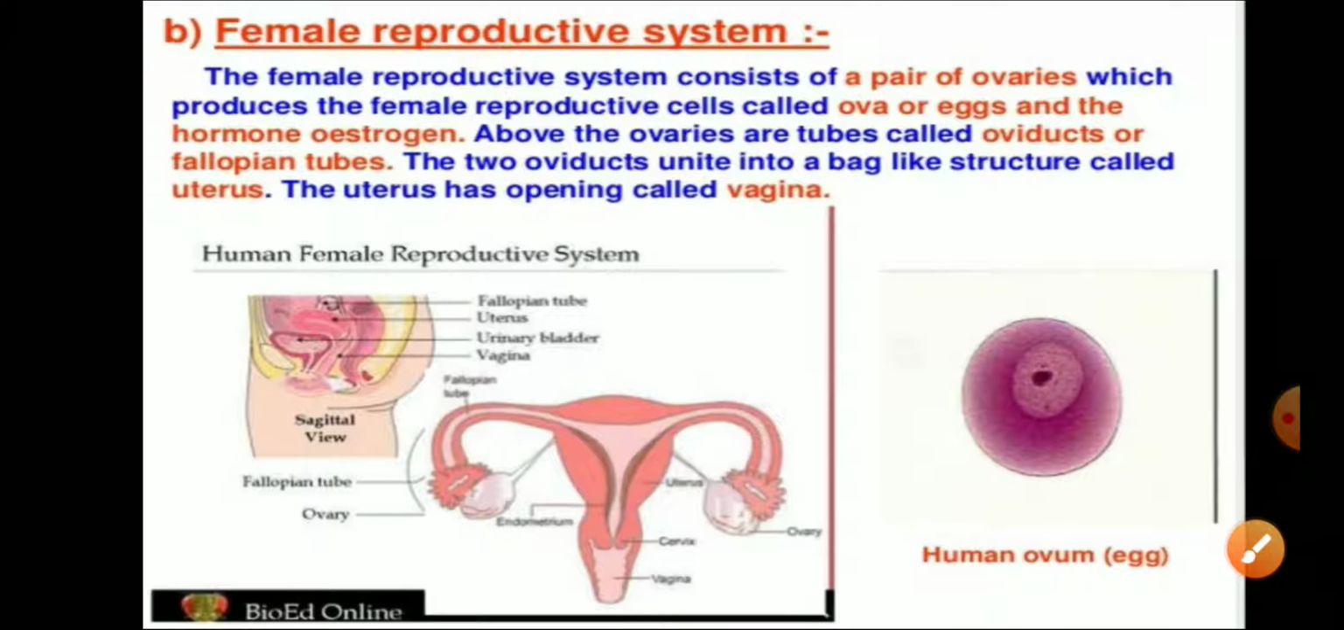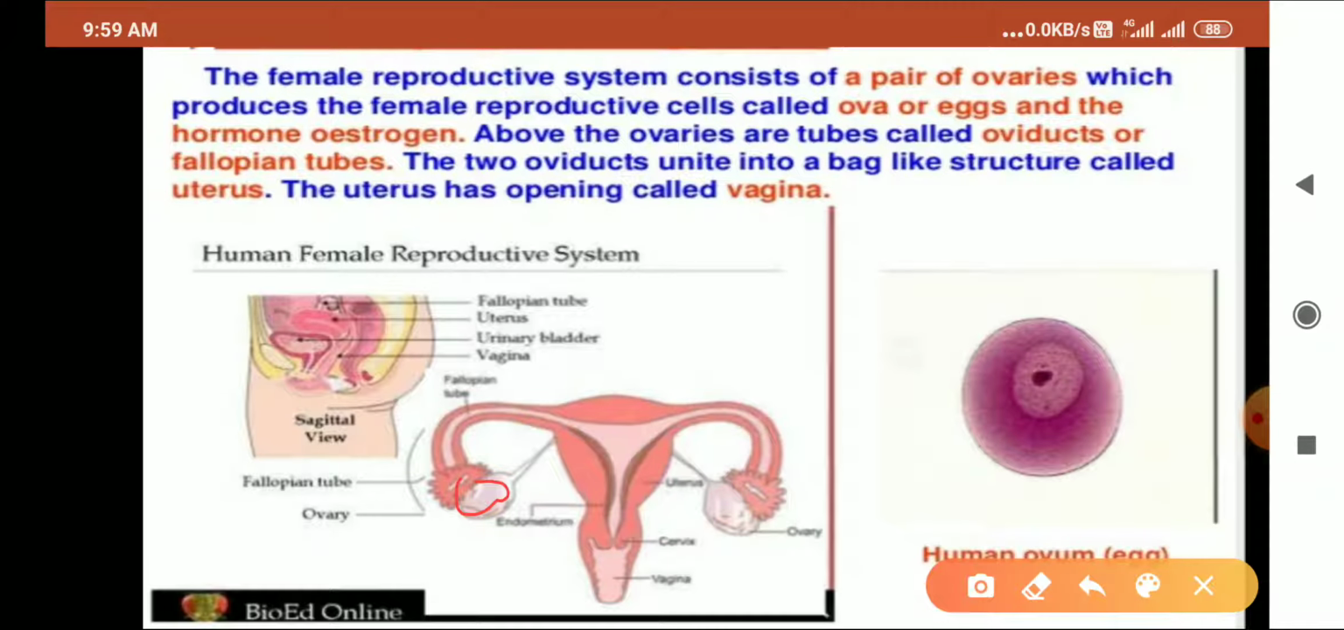Next, the female reproductive system. The female reproductive system consists of a pair of ovaries. The ovaries produce ova. After maturation, the ovum moves to a structure known as the oviduct. In the oviduct, fertilization takes place. The oviduct opens into a pouch-like structure named the uterus. The uterus leads into the cervix, and the cervix leads into the vagina.